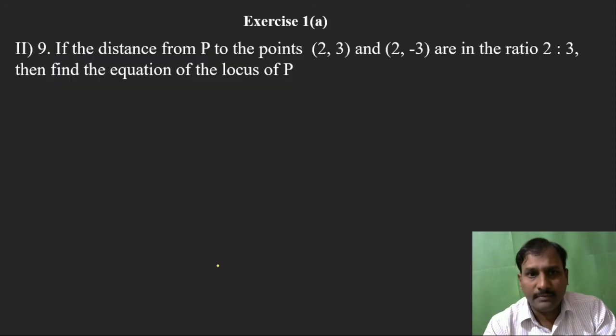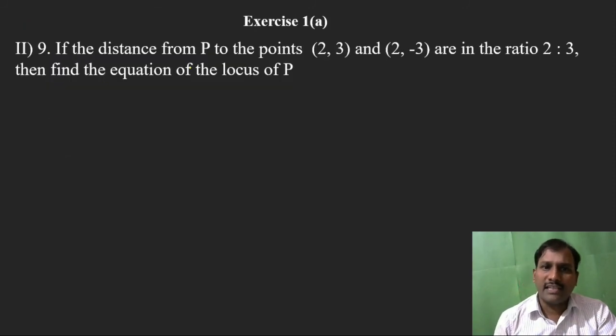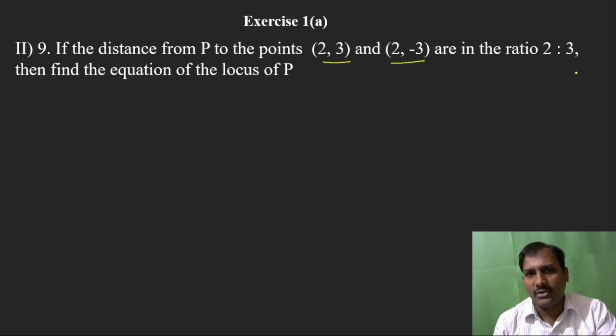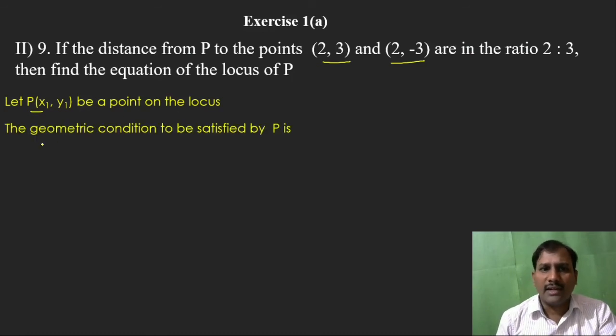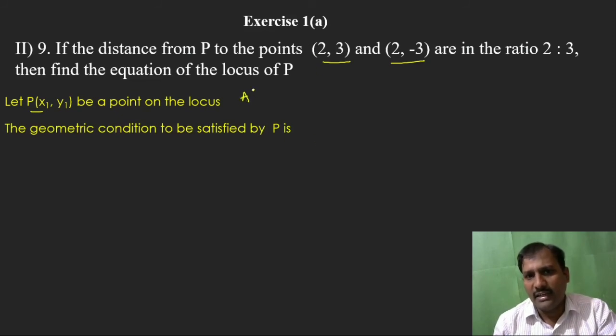Next problem. If the distances from P to the points (2, 3) and (2, -3) are in the ratio 2:3, then find the equation of the locus of P. So let P(x1, y1) be a point on the locus. Then what is the geometric condition they have given here? Assume A as (2, 3) and B as (2, -3).